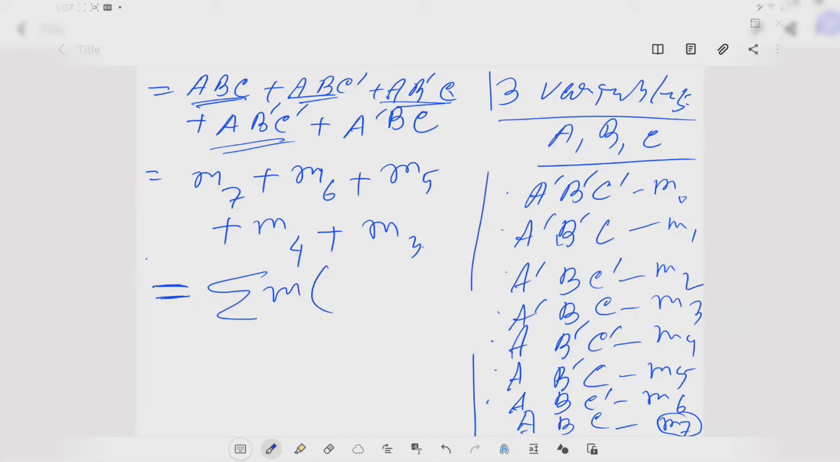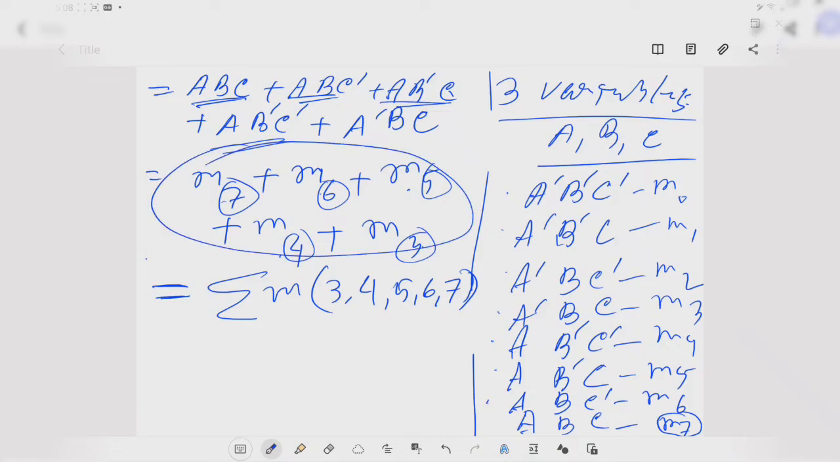So what do we have? 3, 4, 5, 6, 7 in some order. So this is another way of denoting a function in terms of the minterms. This guy and that guy mean the same thing. It's actually 3, 4, 5, 6, 7. So now let's see how we can express the same function by using another way.